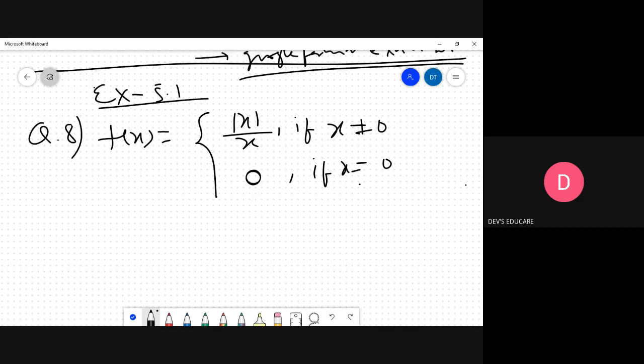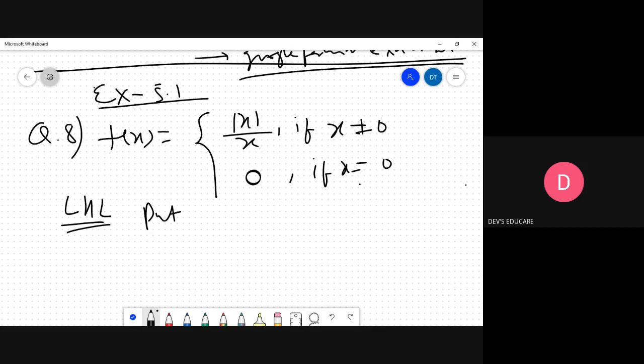So, however, we will take LHL and RHL both, but you can just take either LHL or RHL, because for both the things, the value of the function remains the same. So if it comes for 3 marks or 5 marks, then we will show the whole process. Otherwise, we can just take one LHL or RHL. Okay, sir.